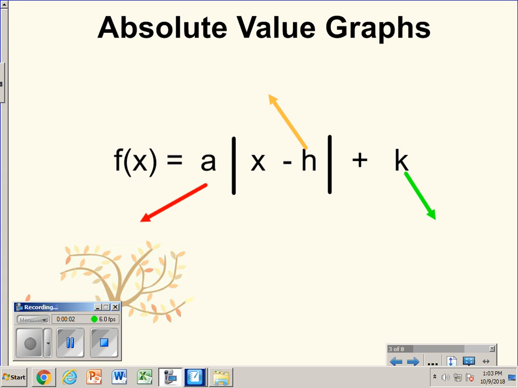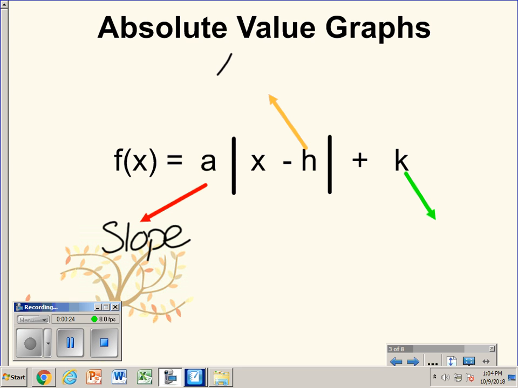We're going to review graphing absolute value functions. So once again, this is our standard form for an absolute value graph. So we have f of x equals a times the absolute value of x minus h plus k. So remember, a is our slope when we are graphing.